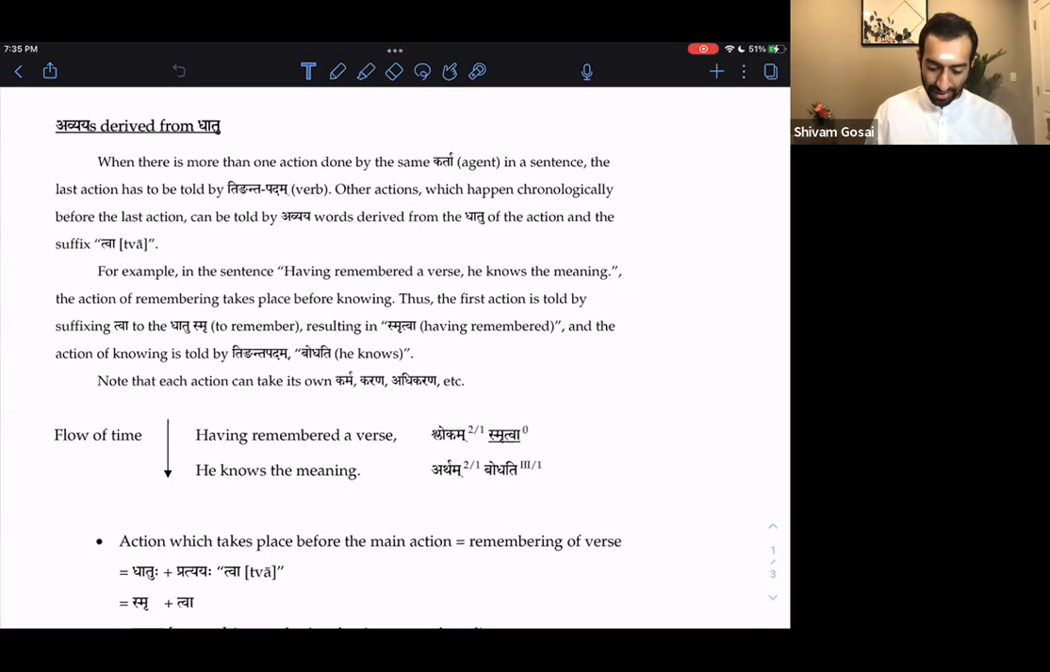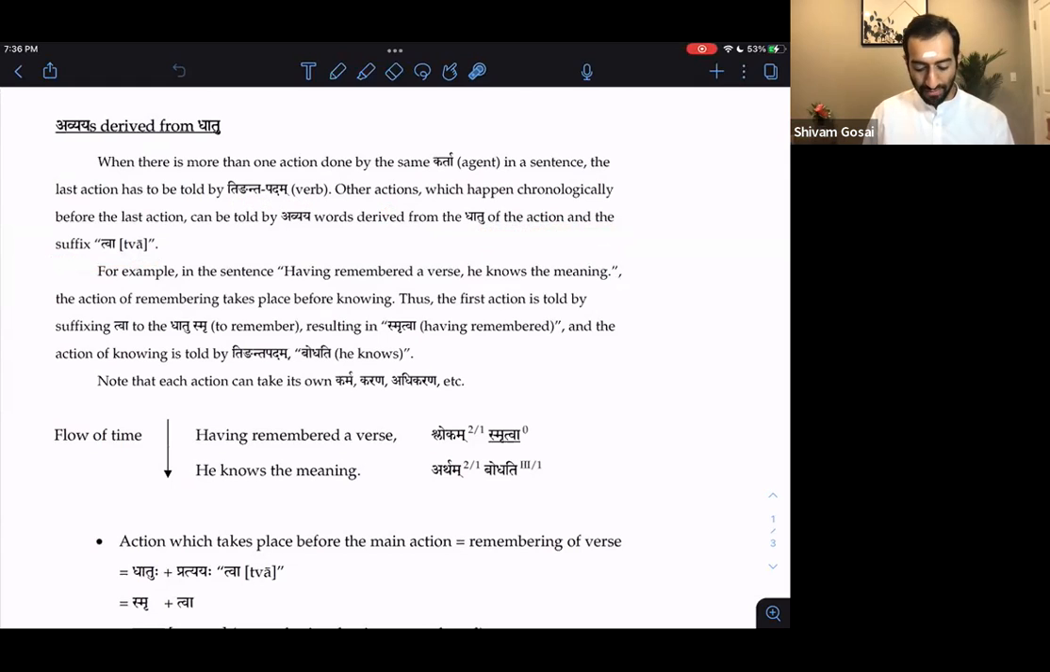What we do is we're suffixing this suffix twa. We suffix twa to a dhatu, and it gives the sense of having done something. So let's read this for clarity. When there is more than one action done by the same karta in a sentence, the last action has to be told by the tinganta padam. So the last action will be told by the verb. Other actions which happen chronologically before the last action can be told by an avyaya word derived from the dhatu of the action and the suffix twa.